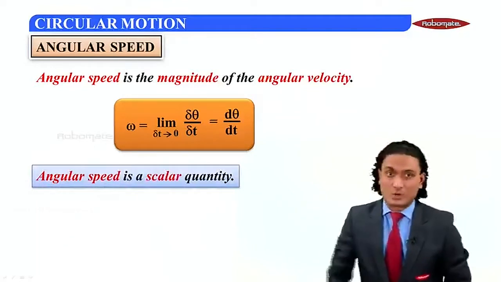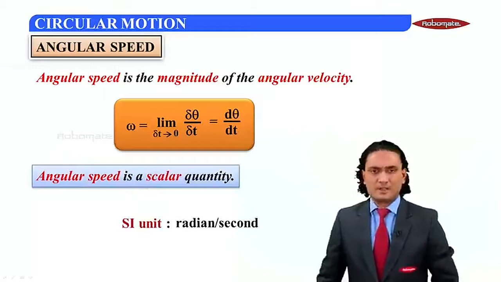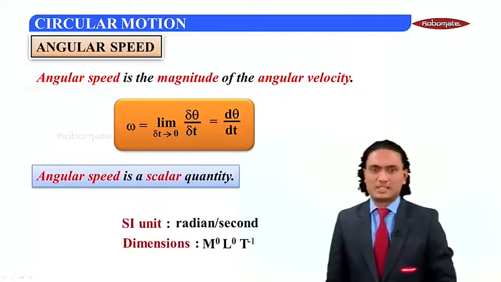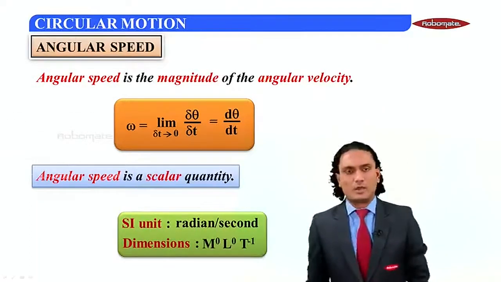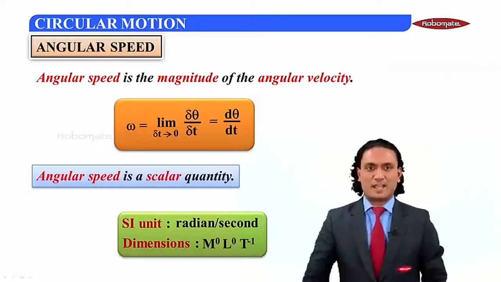So keep this in mind. Angular speed is a scalar quantity. It is the magnitude of angular velocity. SI unit, of course, will be the same, radian per second. Dimensions also will be the same. It is M raised to 0, L raised to 0 and T raised to minus 1. Is that clear, students? So you have learned the concept of angular velocity and angular speed.